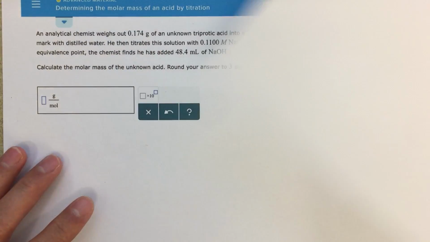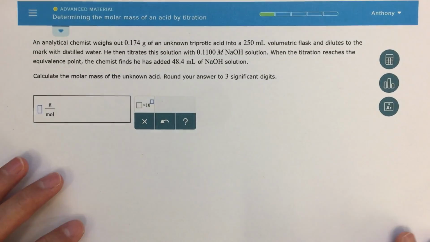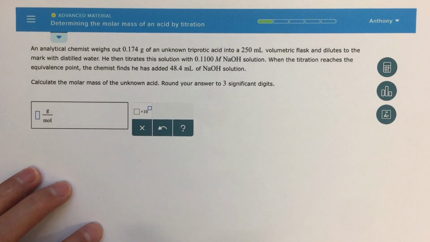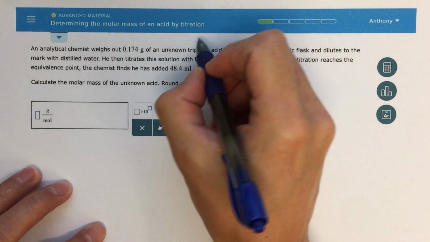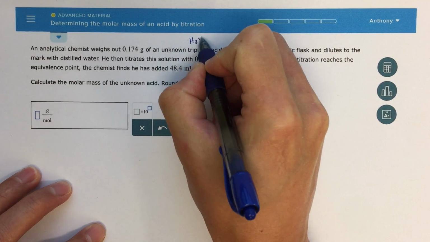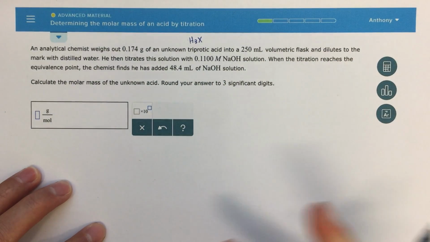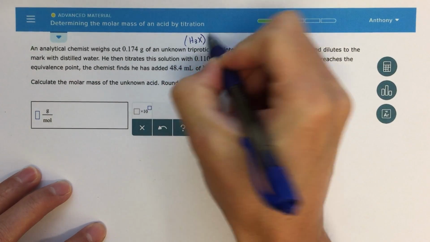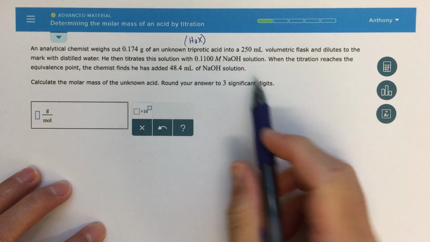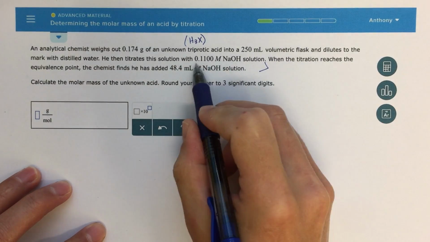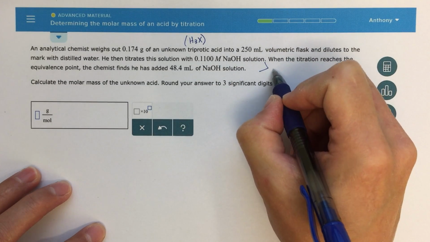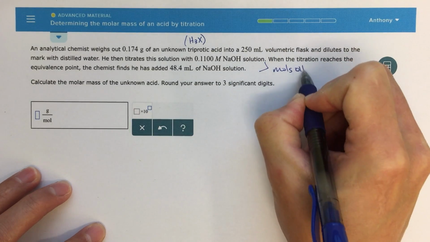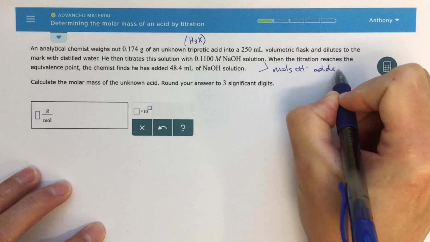Let's do one more that's a little bit more complicated. We've got an extra wrinkle in this one. Same type of setup, but now we've got a triprotic acid. So when I see triprotic acid, I'm going to write H3X. Triprotic means I've got 3 acidic protons. And I'm going to be doing that same titration with sodium hydroxide solution. So from this information, 0.110 molar, 48.4 milliliters, I can find my moles of OH minus added.